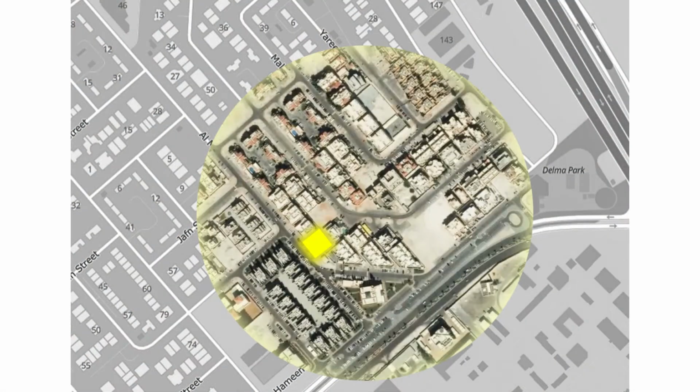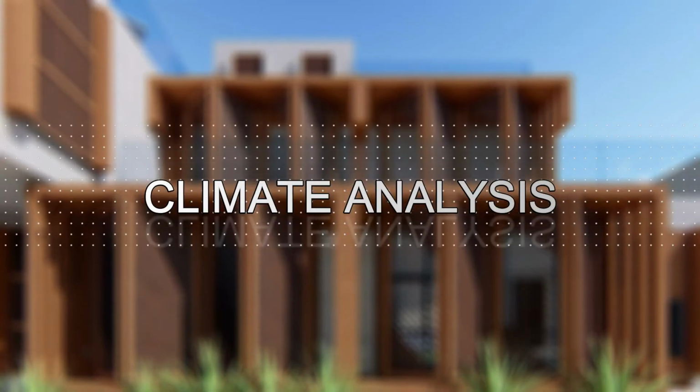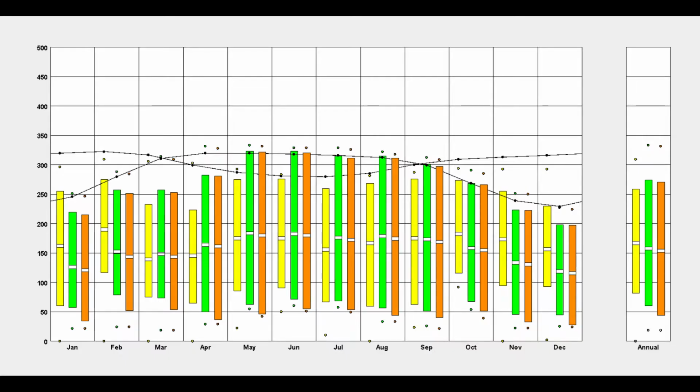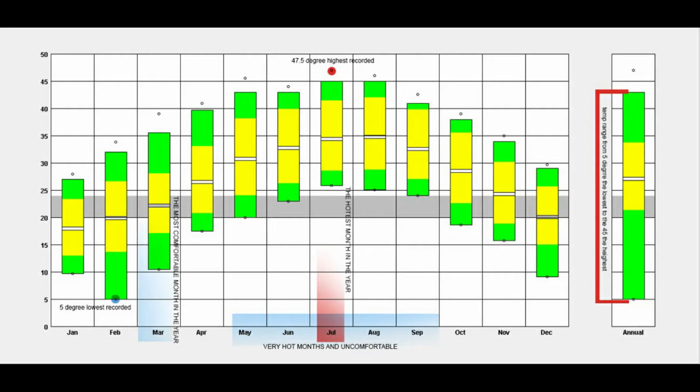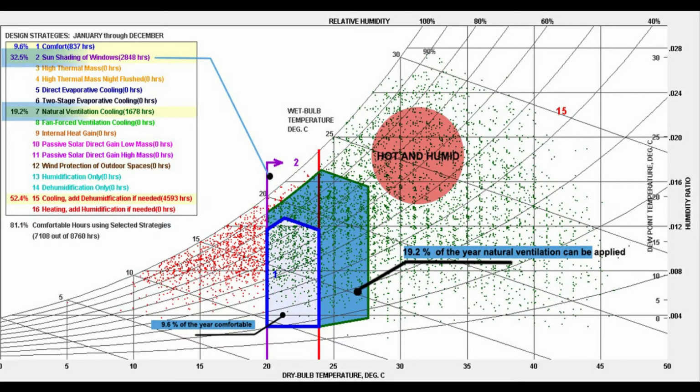Here we show the sun path, and the prevailing wind comes from the northwest side. Here we show the solar radiation through the whole year. For the temperature, the hottest month is July, where the temperature reaches 47. The coldest months are February and January. The climate in Abu Dhabi is mainly hot and humid, but still 9.6% of the year is comfortable.